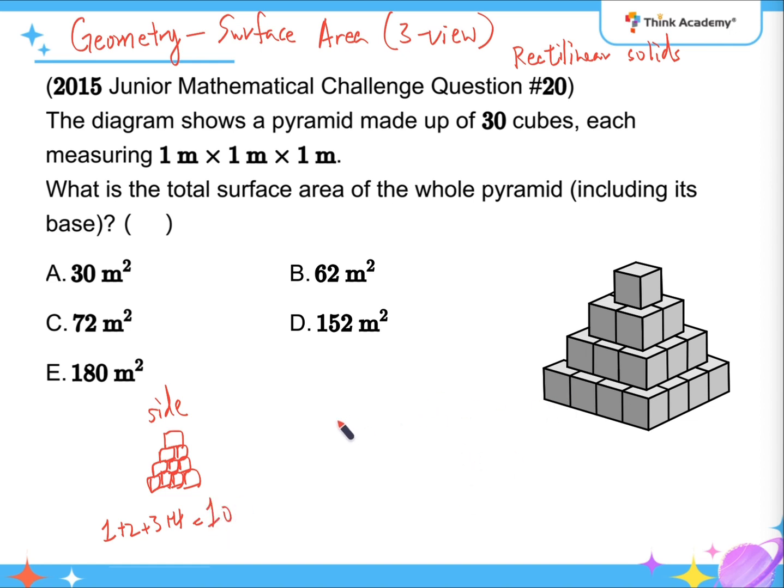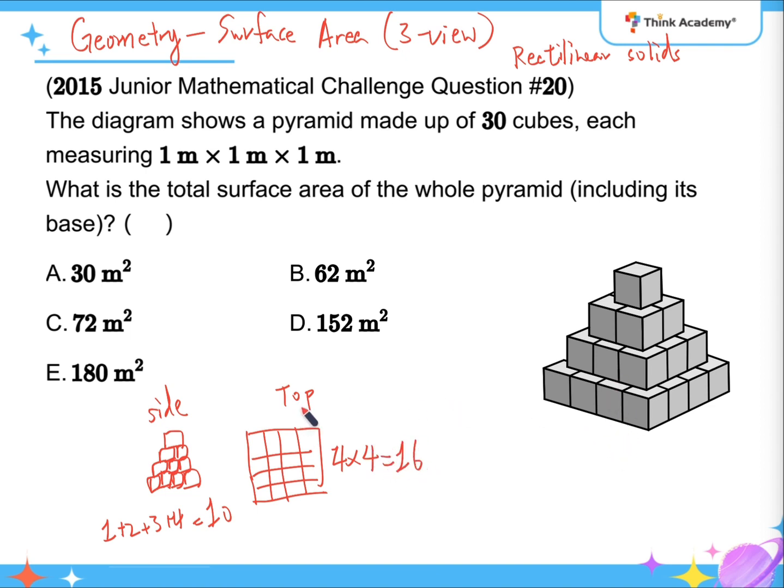When I'm looking at the top or bottom view, the top view is going to look something like that, right? But the area is just counting the largest square on the outside, which means that essentially it will be the same as the bottom view, which is a 4 by 4 square. So it has an area of 4 times 4 equals 16.